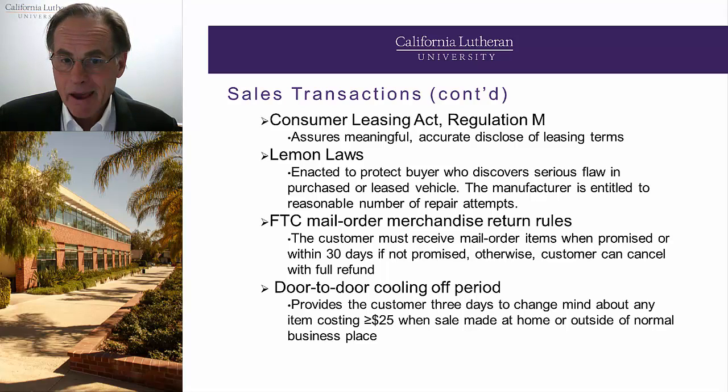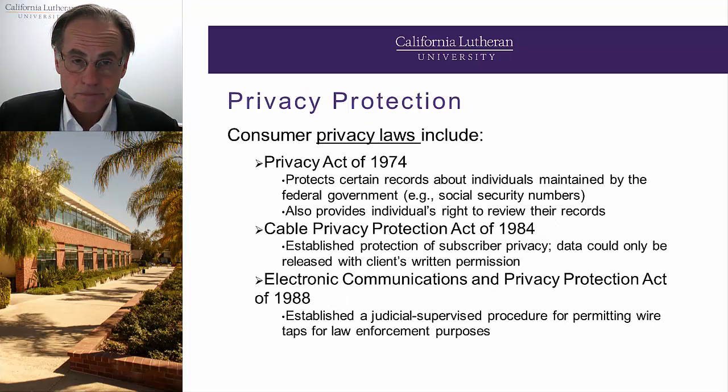The FTC mail order merchandise return rules. The customer must receive mail order items when promised or within 30 days if not promised. Otherwise, customers can cancel with a full refund. Door-to-door cooling off period. This provides the customers 3 days to change their mind about any item costing $25 or more when that sale was made at the home or outside a normal business place.